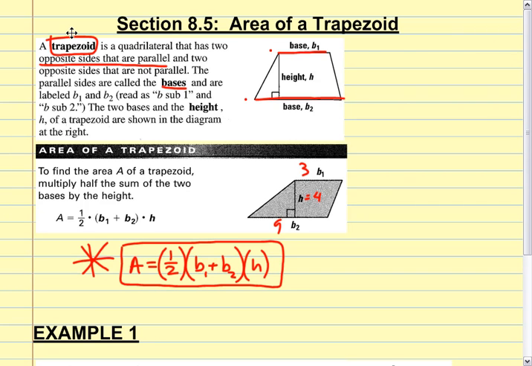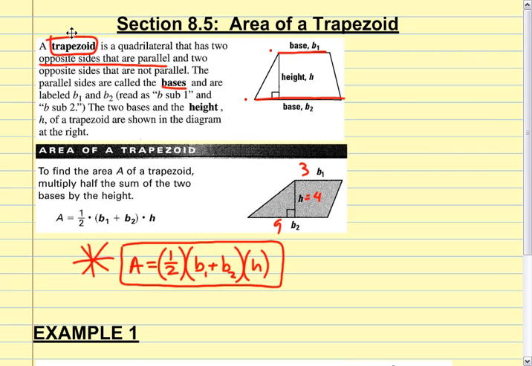Now, Lily, help me out with this one. I just threw in some numbers up here on this little example. Is it plus or times between B1 and B2? That's a plus sign between the two. Yep, thanks, Lou.